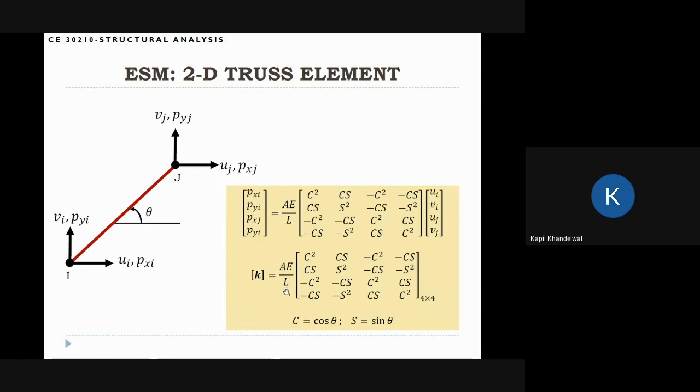And make sure that you multiply it by AE by L. So this coefficient is always there. L is the length of the member. A and E are the properties of the member. So A is the cross section, and E is the modulus of elasticity of the material.